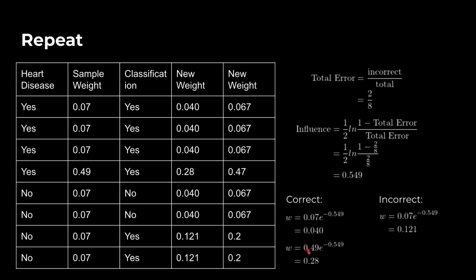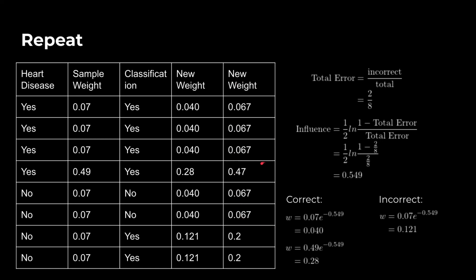And then we recompute the correct and incorrect, right? So we have the 2 correct ones multiplied by the 2 different previous weights. 0.07 is reduced to 0.04 and 0.49 is reduced to 0.28. And then we have the 2 incorrect examples with weight 0.07, and then those are increased to 0.121, right? So then that gets thrown into this column here. And again, we rescale everything up to add up to 1 again here.